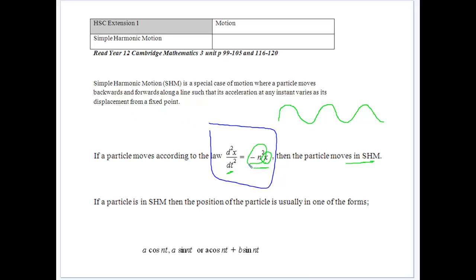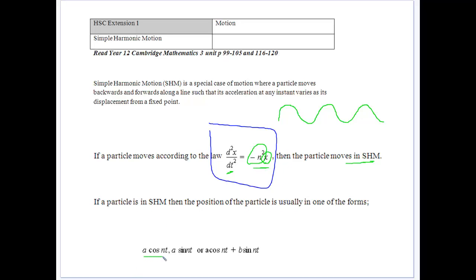So that statement there allows it to vary as its displacement from a fixed point. So it's related to its displacement. So if you look at the negative, it's obviously working in the opposite direction than what the position is at the time. And it's proportional as well, because it's n squared. So it must be some sort of multiplication variable, whether it's larger or smaller. That depends on the value of n in the function, because n starts to work with the period of the function as well.